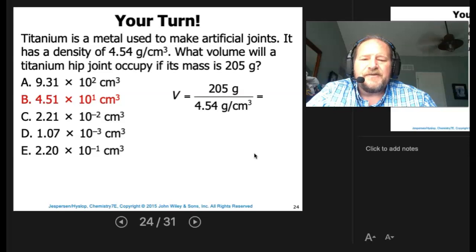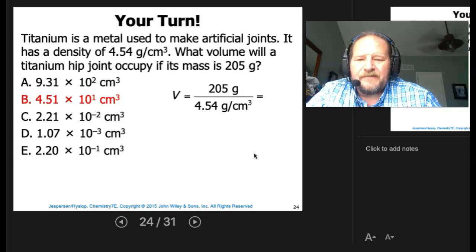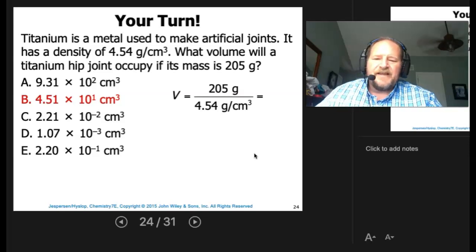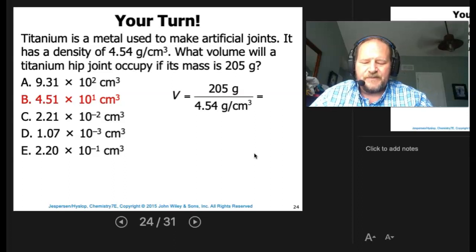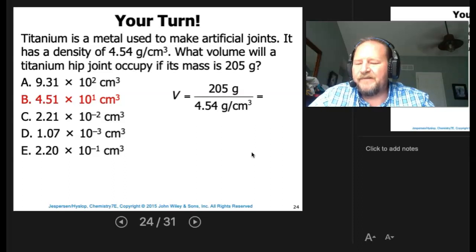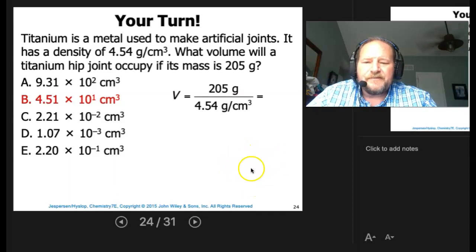All right, and so here your volume is equal to 205 grams. We're going to divide that by the 4.54 grams per centimeters cubed. And of course, the calculator should give us 45.154. But of course, we get 3 sig figs. So you might have 4.52 times 10 to the 1 or even 452.